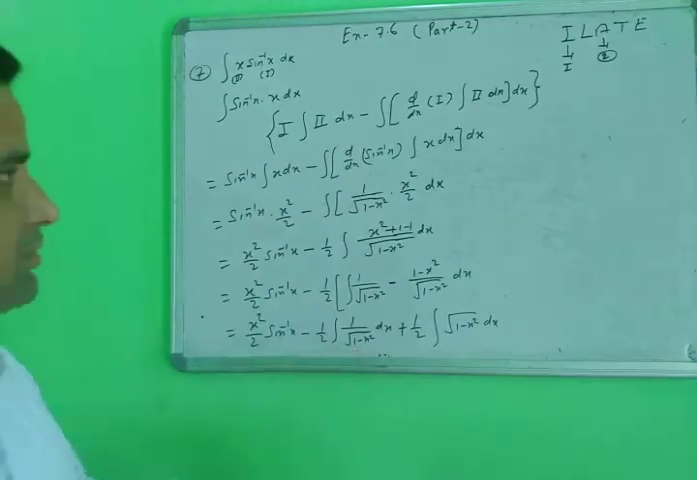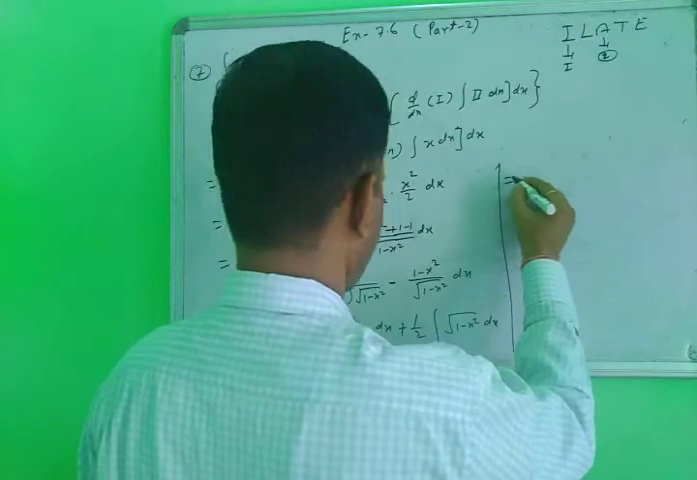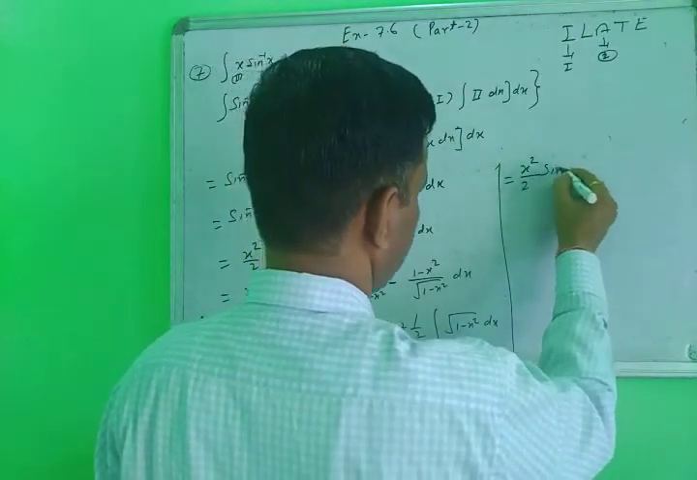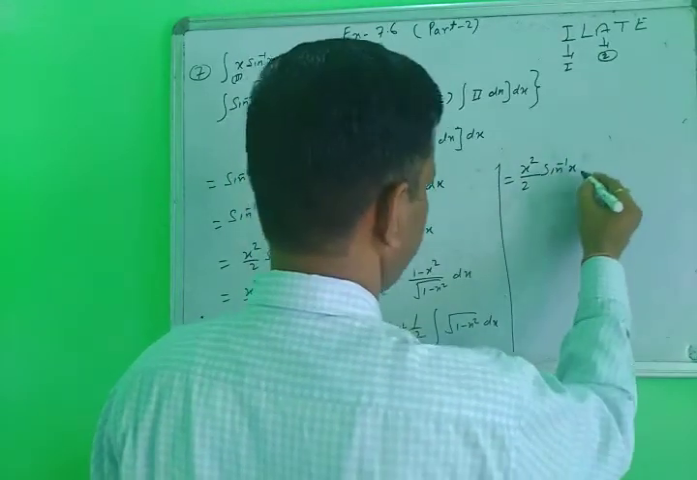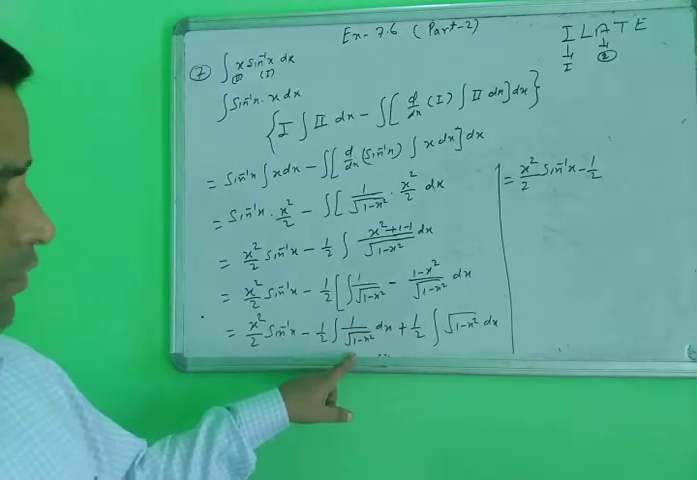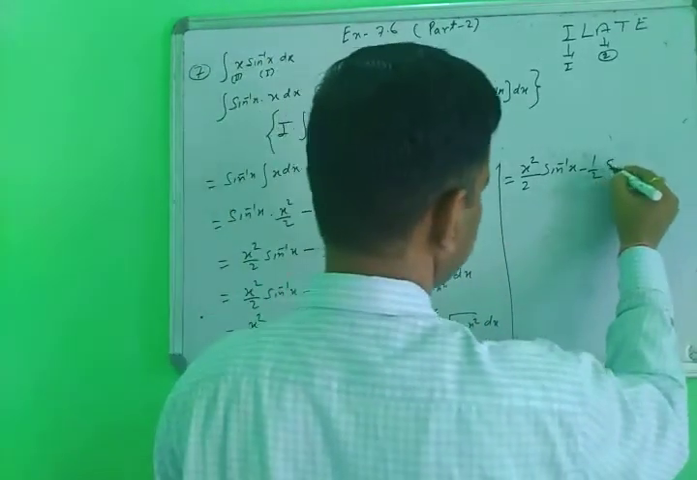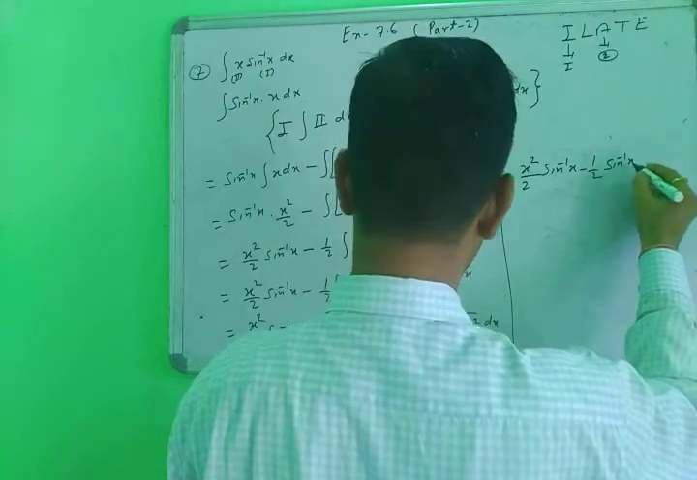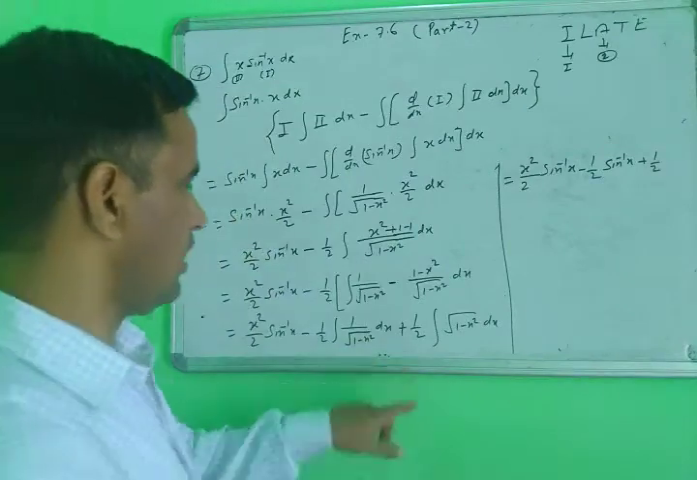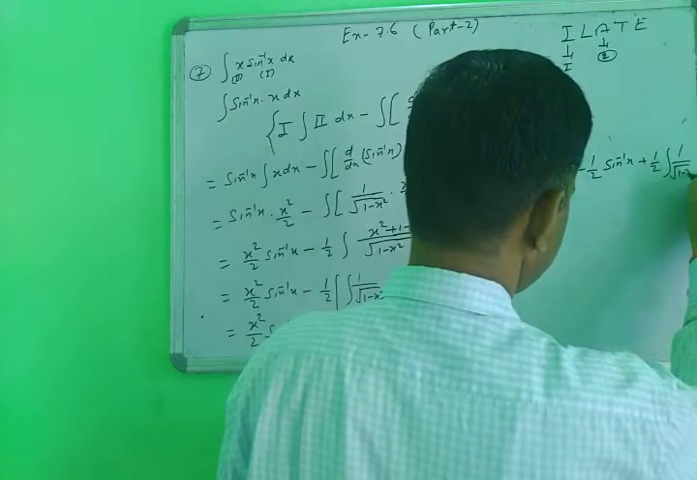You have the identity of this here, you have direct identity of this. x square upon 2 sin inverse x minus 1 by 2, and this is the integration form, so this is the differentiation of this. The sin inverse x, you can easily write sin inverse x plus 1 by 2, and the integration of 1 upon root 1 minus x square dx.